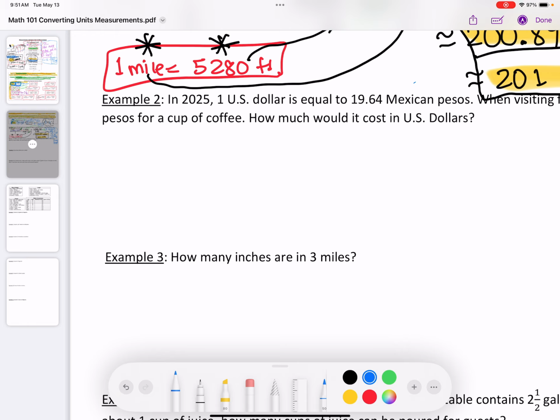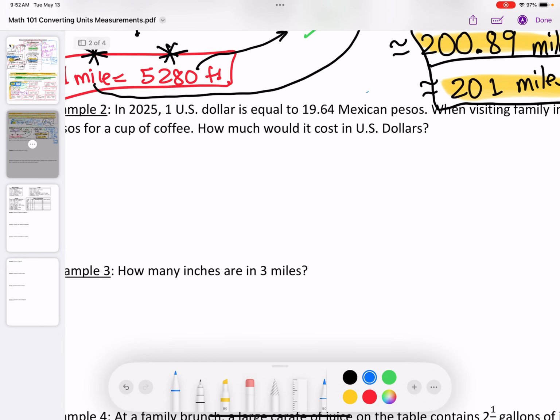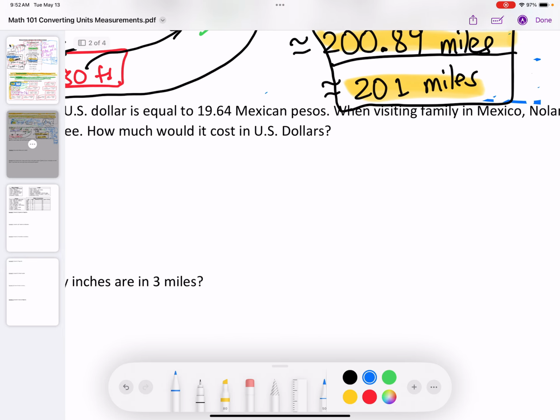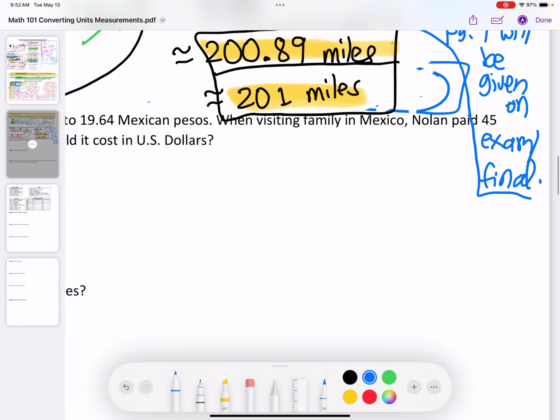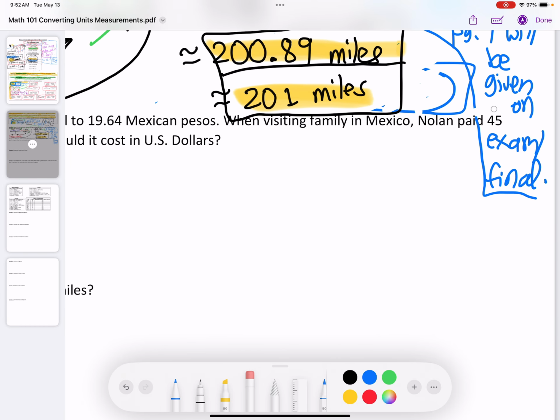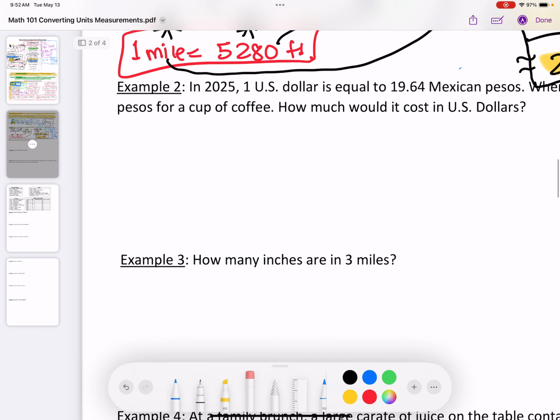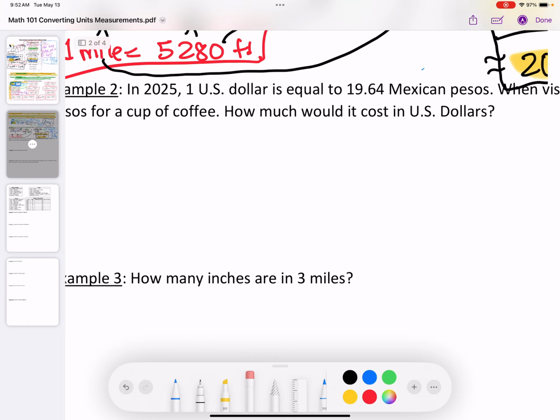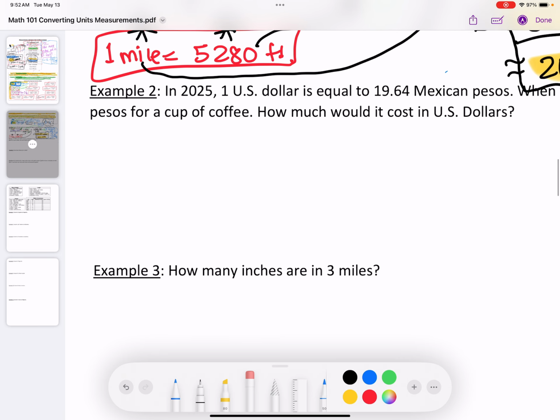Example 2. In 2025, $1 is equal to 19.64, that's very specific, Mexican pesos. When visiting family in Mexico, Nolan paid 45, let me get this out of the way. Okay, 45 what? Pesos for a cup of coffee. Is that expensive? Is that a good price? Well, we're going to find out. How much would it cost in US dollars? Okay, that's a good one.